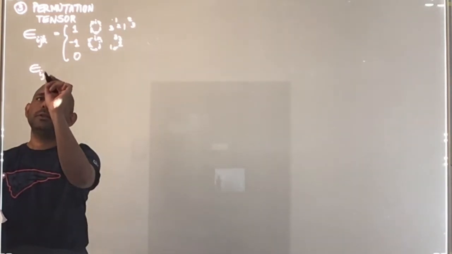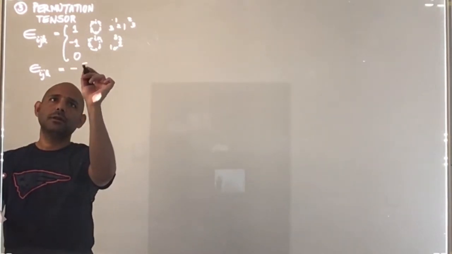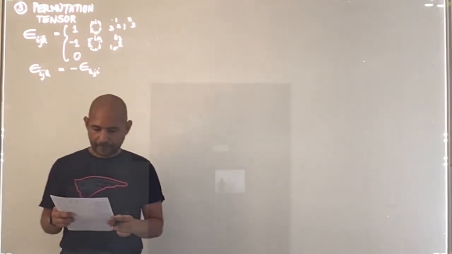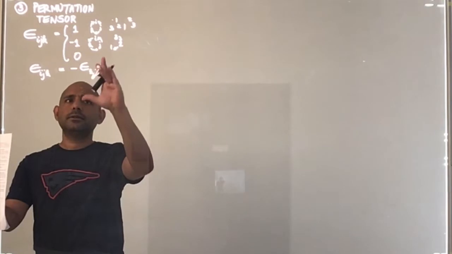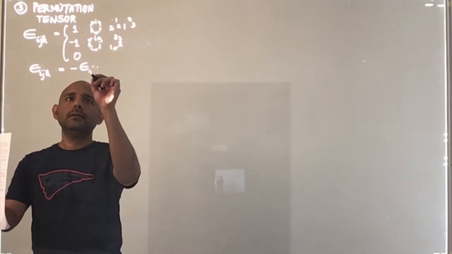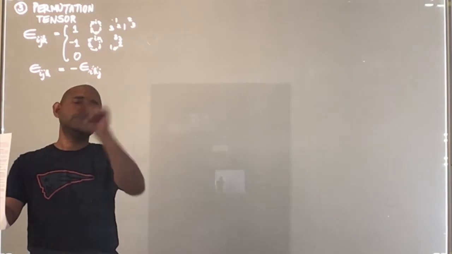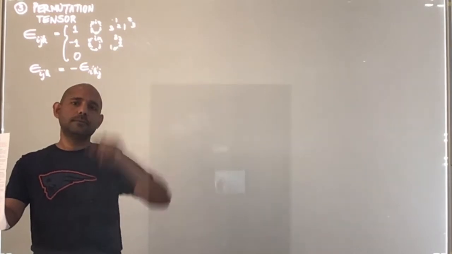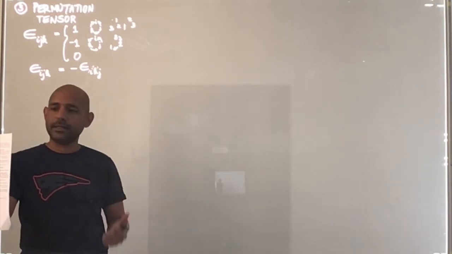an important thing to keep in mind is epsilon ijk is equal to minus of epsilon ikj. I apologize. Ijk, that's the same. Ikj. 1, 2, 3, 1, 3, 2. Okay? So if the last 2 indices are flipped, then it's the negative.